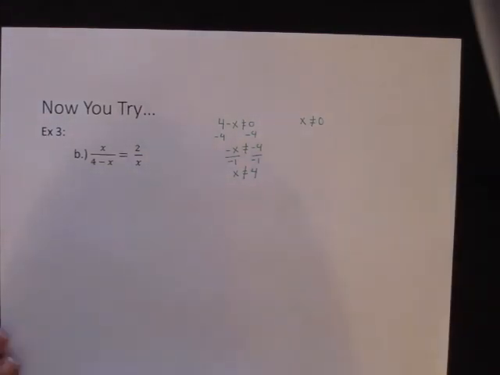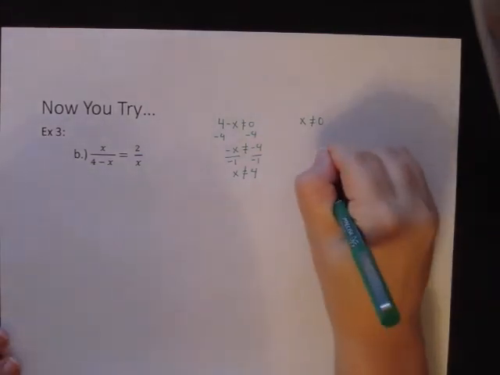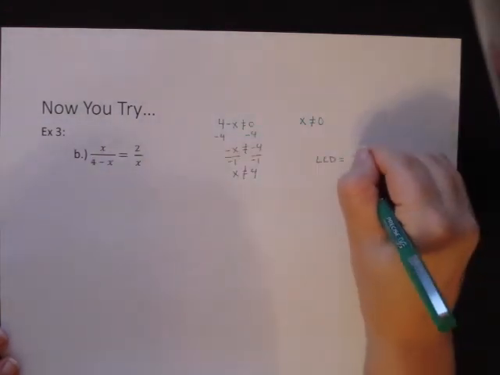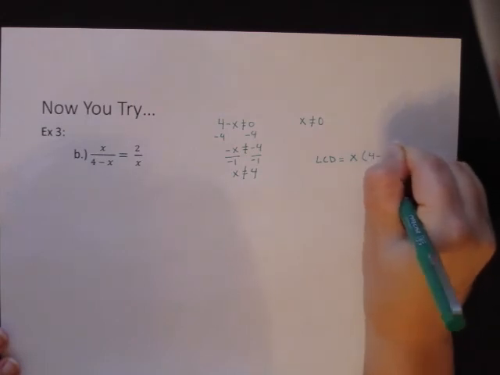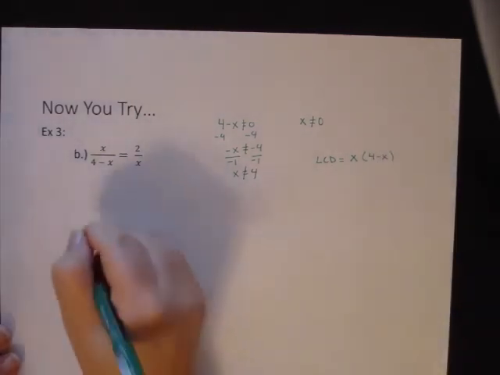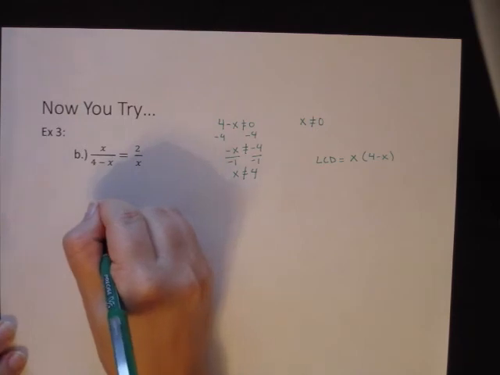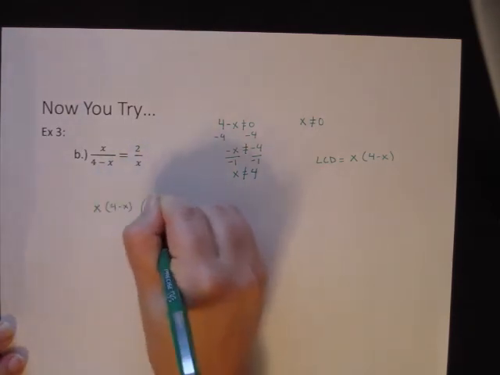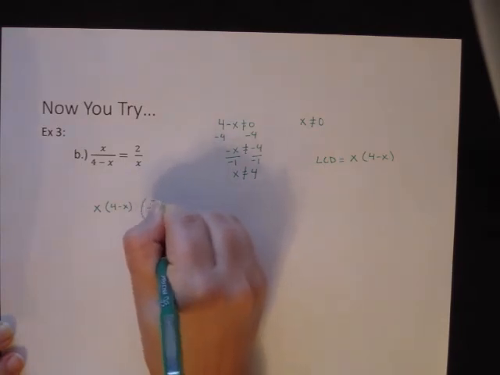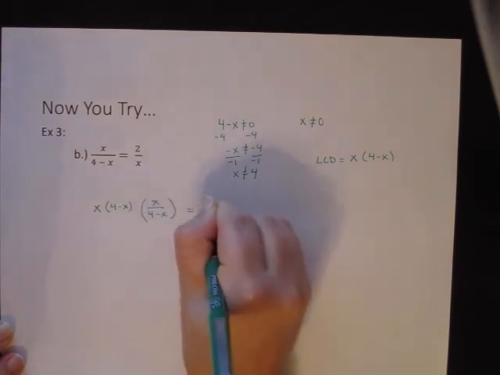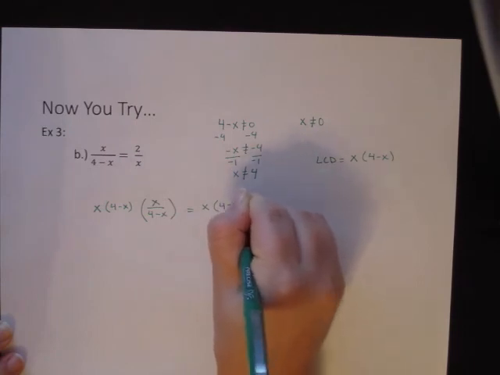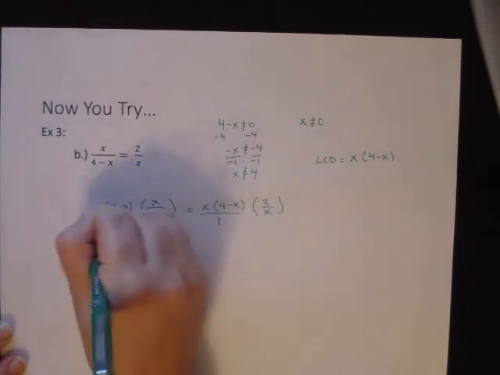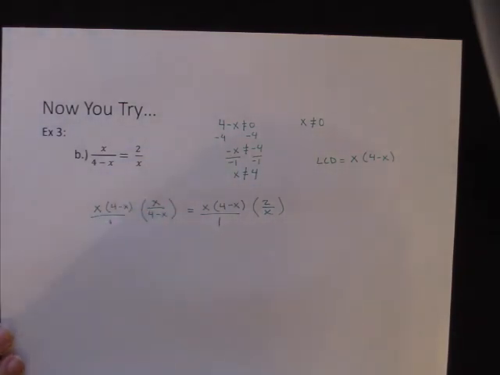Alright, next thing I gotta do is I gotta figure out what my LCD is. So they don't have anything in common, so it's just going to be x times 4 minus x. Alright, so I take that LCD and I multiply it by each rational expression, so I got x times 4 minus x over x times 4 minus x equals x times 4 minus x times 2 over x, and I put my LCD over 1 so I can cross cancel easier.